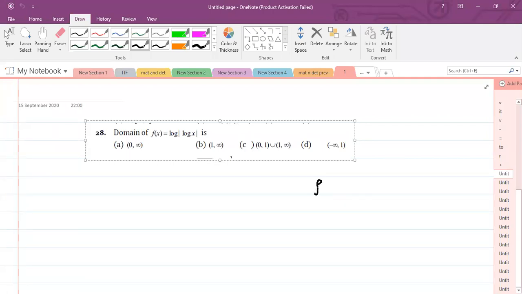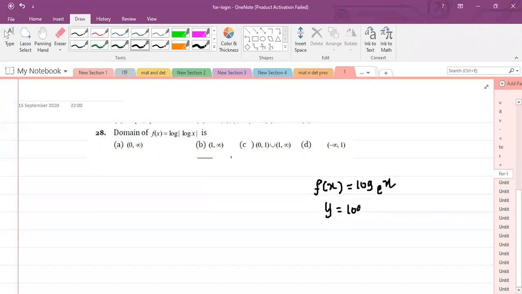We study f of x is equal to log x function in differential calculus. In this log x function, we studied that the domain is R plus. Otherwise, you can consider y is equal to log of x to the base e, or e raised to y is equal to x.